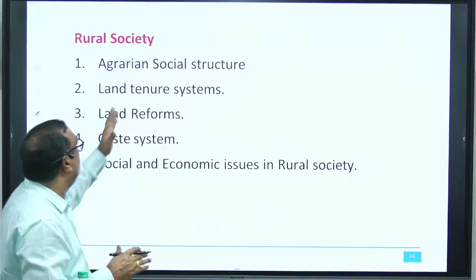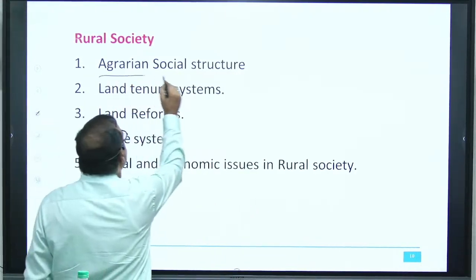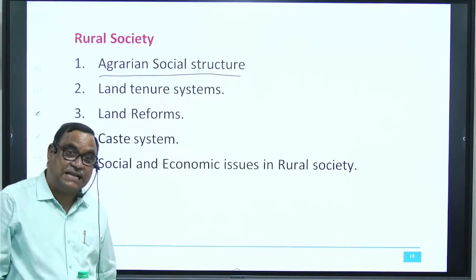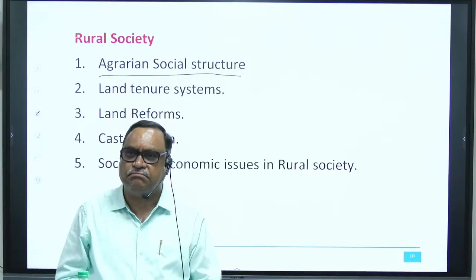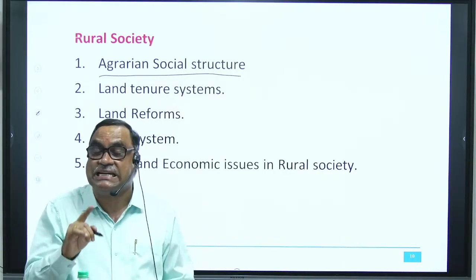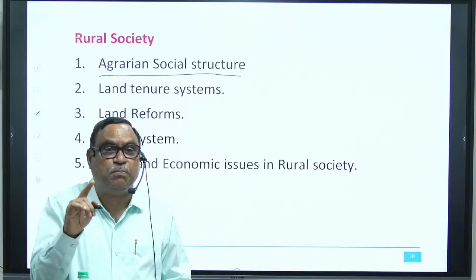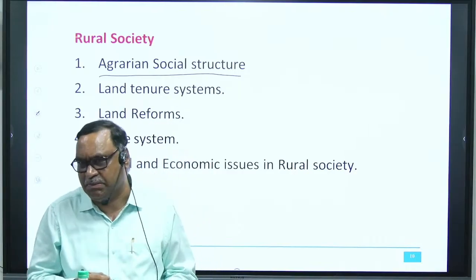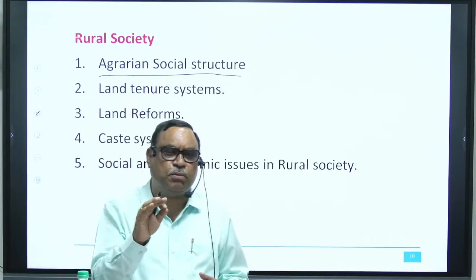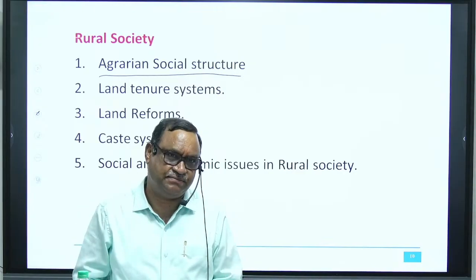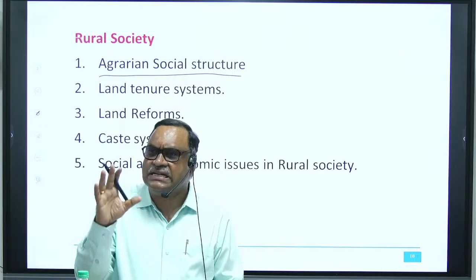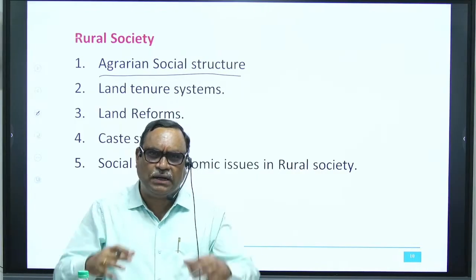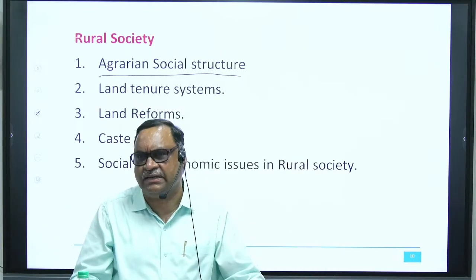For example, when you talk about rural society, first you need to understand the agrarian social structure. In fact, the Indian economy is still considered an agrarian economy, because even today around 70% of our workforce depends upon agriculture and allied activities. Land is the main source of income for the majority of the people. Around 67% of the population still lives in villages. So therefore, Indian society is still considered an agrarian society.